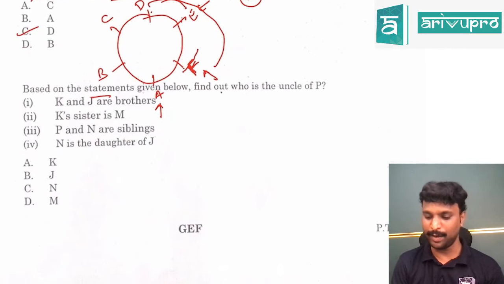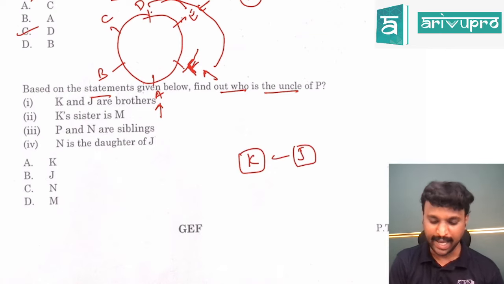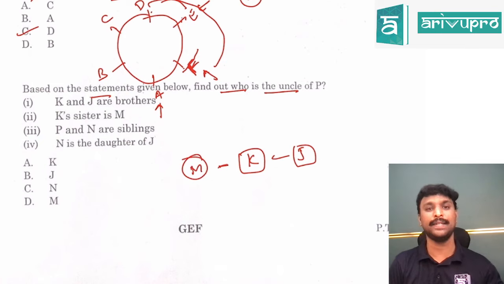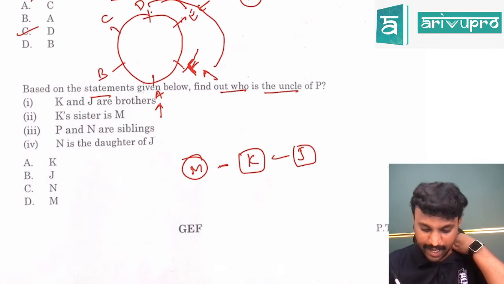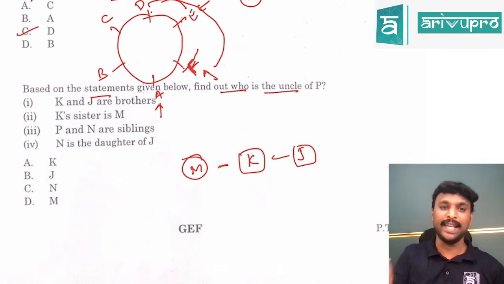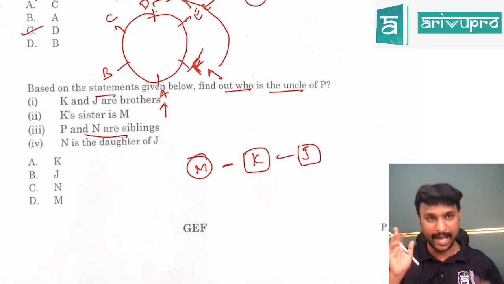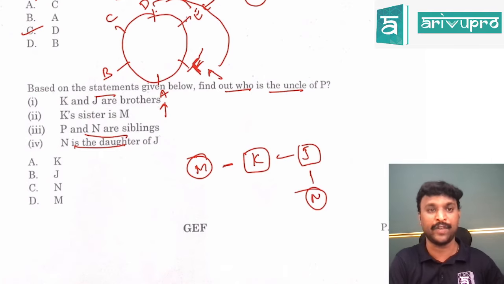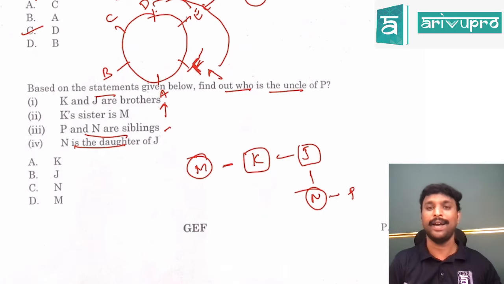Based on the statements given below, find who is the uncle of P. K and J are brothers. How do you mark? They are siblings. Brother means male. K is sister of M. So M and K are siblings. K and J are brothers. K's sister is M, so M is female. P and N are siblings. We can't mark P and N as of now. Look at the next statement. N is the daughter of J. So N is daughter of J means N is female. Now go back to the previous statement. P and N are siblings. So P should be a sibling to N.